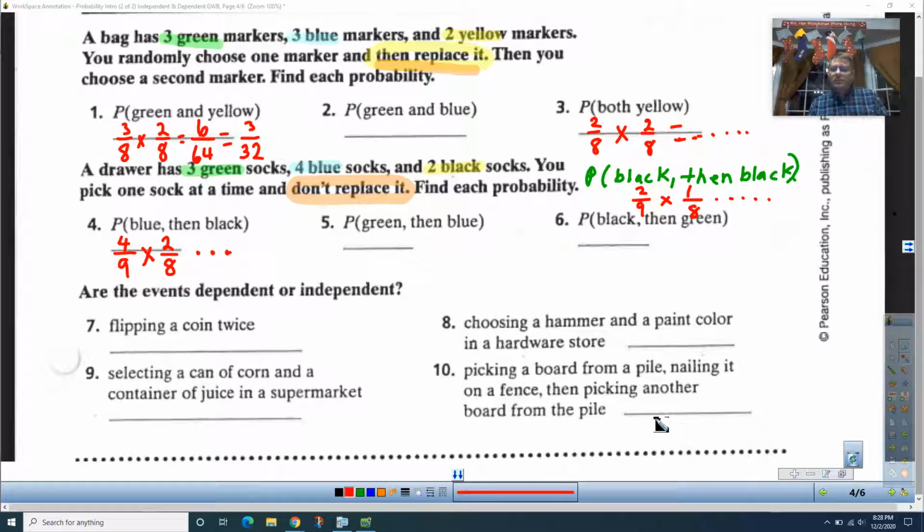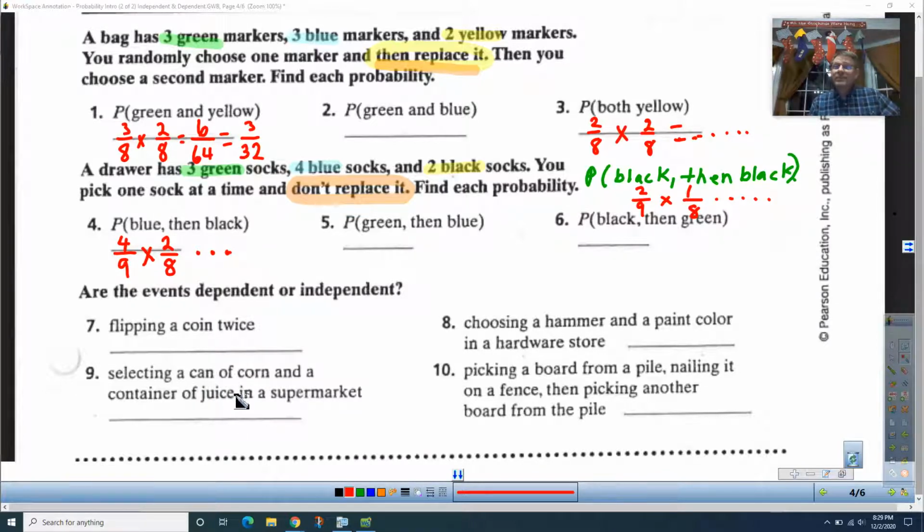Well, if I go up to the shelf and pick up a can of corn, and I put it in my basket, now the shelf has what? 1 less can of corn. So the probability of getting another can of corn is going to be different than it was before. So that's without replacement. So that's a dependent. Now, but is that what they're saying here? No, they said get a can of corn and a container of juice.